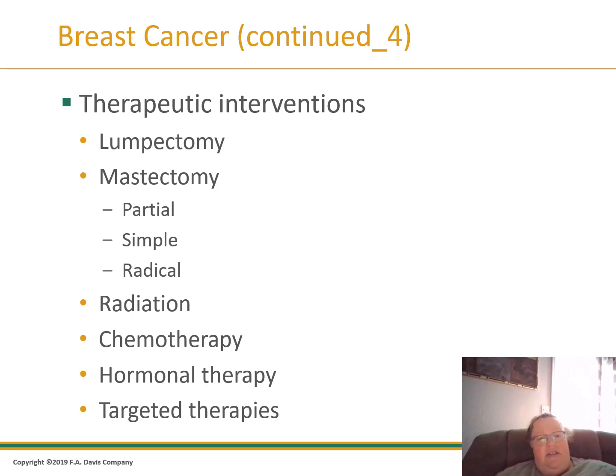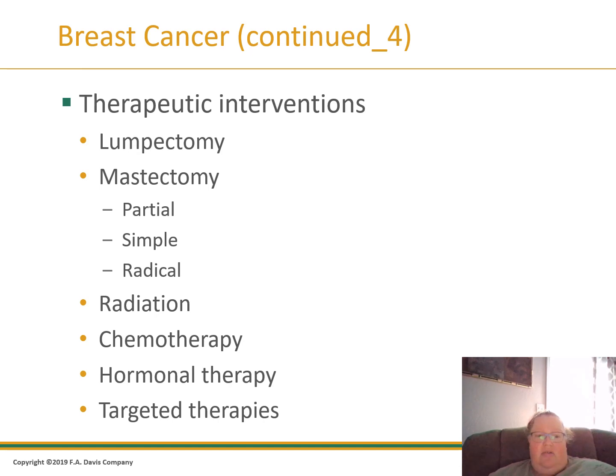Our therapeutic interventions are to, of course, have a lumpectomy and possibly a mastectomy, a partial, simple, or radical. Partial means you're just taking out the lump and the surrounding area of the lump. And simple is just the breast tissue itself. For instance, if you have breast cancer of the nipple, then just taking off the breast may be enough. A radical is when they go in and take out not just the breast, but the pectoral muscle. They'll go into the muscle and the lymph nodes, all into the axilla of the body.